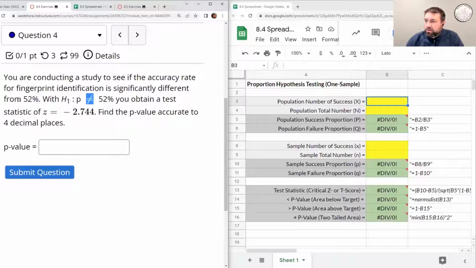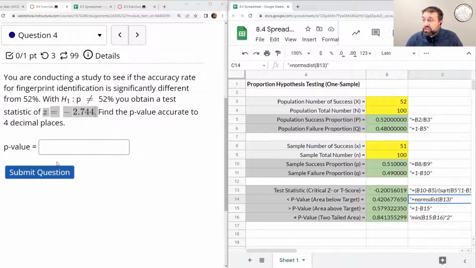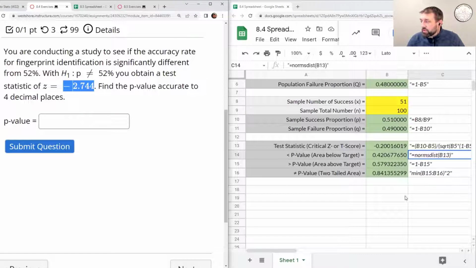So this is our null hypothesis, 52%. So for your null hypothesis, we can just put in 52 over 100. So in this problem, we're just going to take our z-score right here and put it in the formula NORM.DIST. So I'm going to do that down below right here.